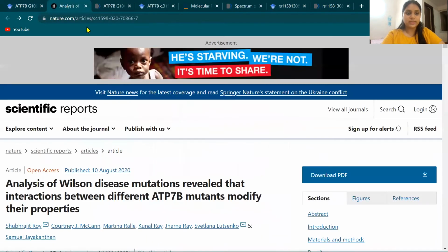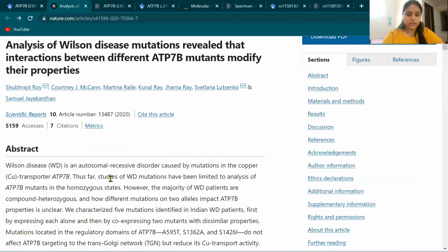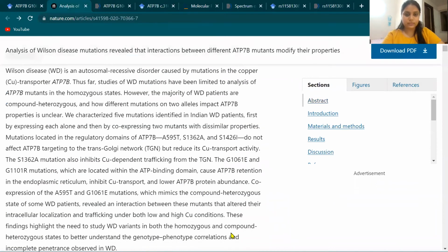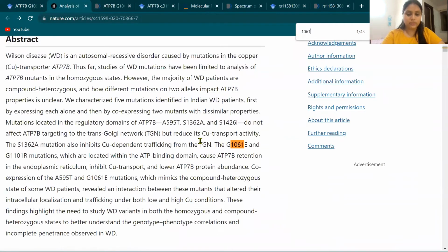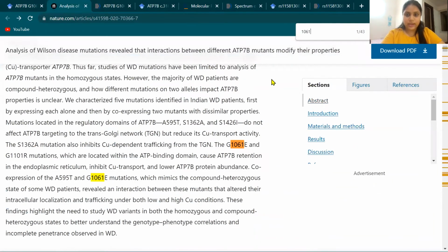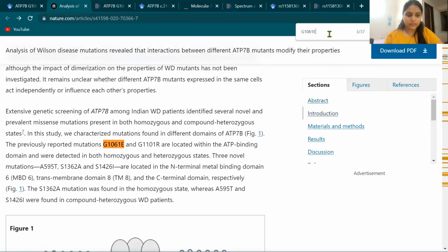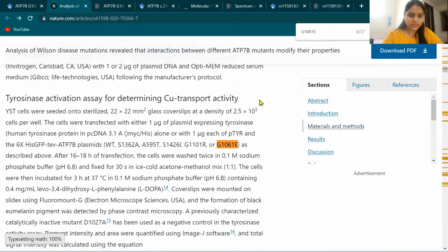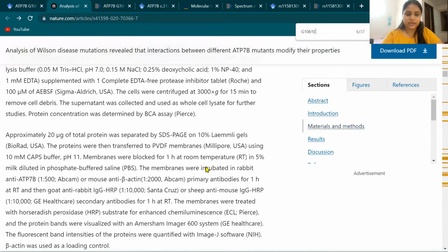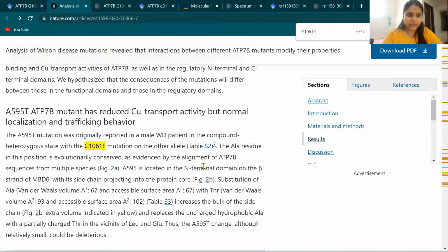I will show you the first paper as an example, but you have to go through all of the papers to make sure that you cover all the important and novel studies for this variant. So the first paper is this particular paper. To see what they're talking about for this variant, I have done a search for 1061, which is the variant name. As you can see, they have done some kind of functional assays for this variant. We will now see what type of functional assays have been done.